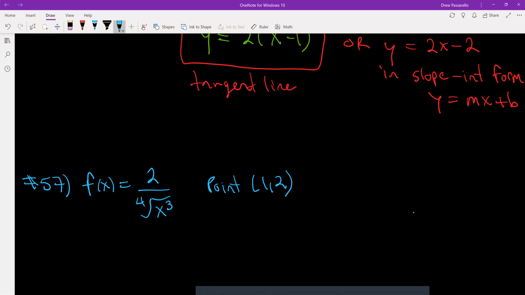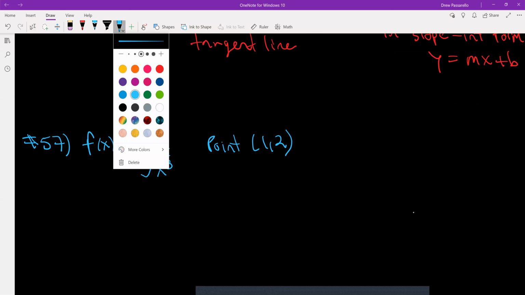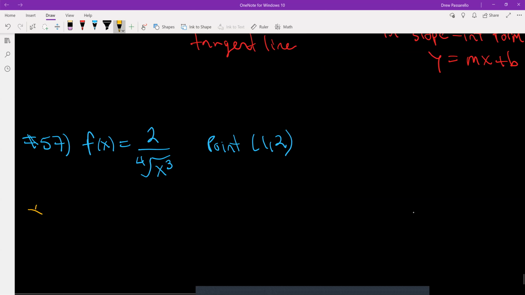All right, so again, I'm going to find the derivative. After I find the derivative, I can get the slope. And then after I have the slope, I can form the equation itself of the tangent line. Now the fourth root of x cubed you'd have to know from algebra.